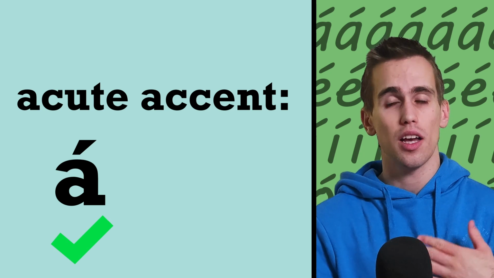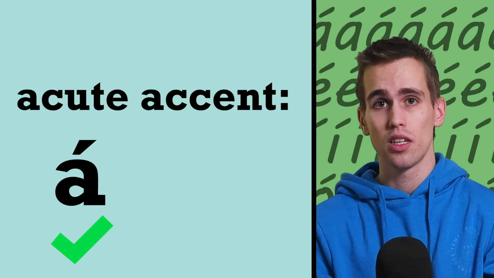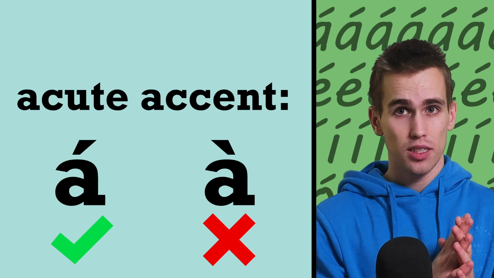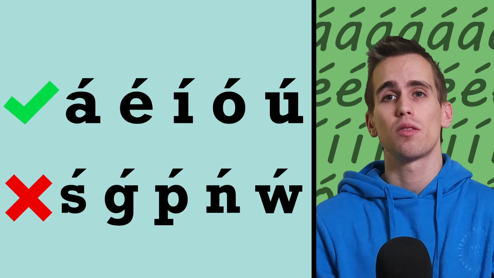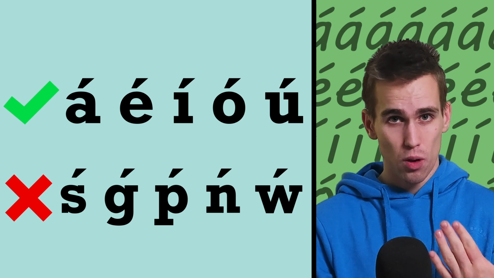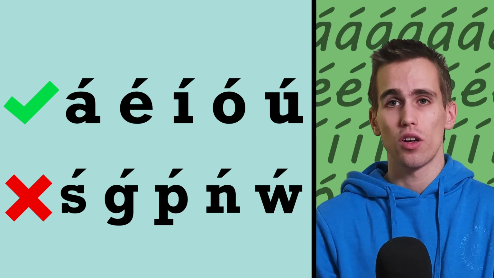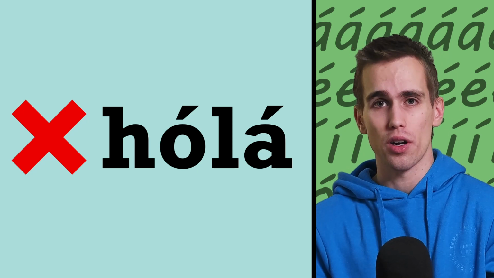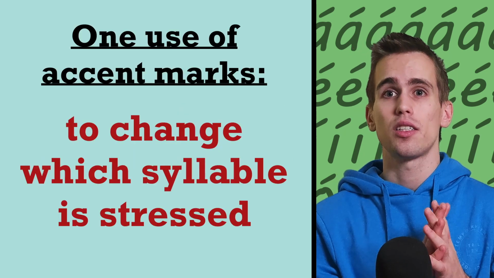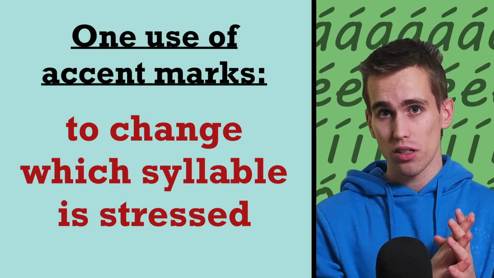Spanish uses the acute accent, which looks like this. Don't mistake it for the grave accent, which is not used in Spanish. In Spanish, acute accent marks are only used over vowels. They are never used over consonants. Also, there can only be one acute accent per word. One of the uses of these accent marks is to change which syllable is stressed.